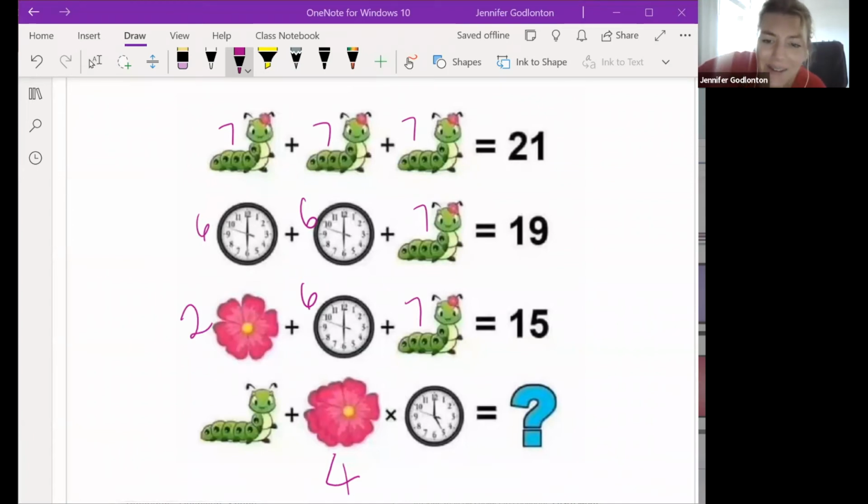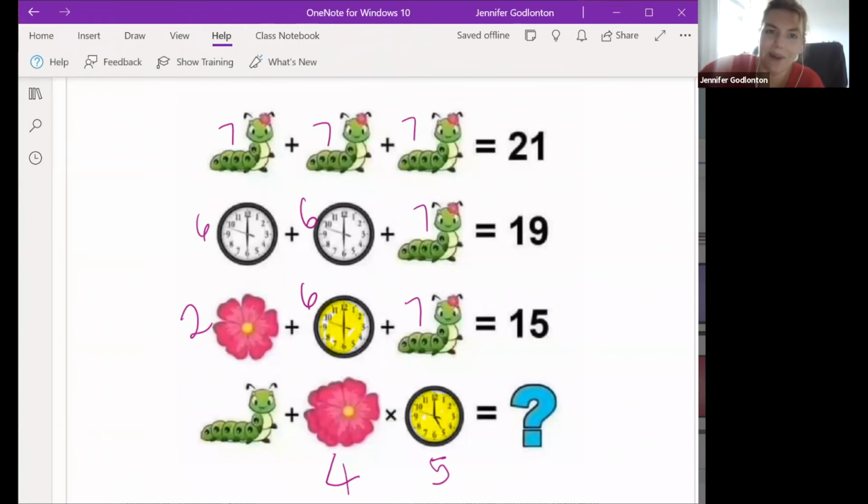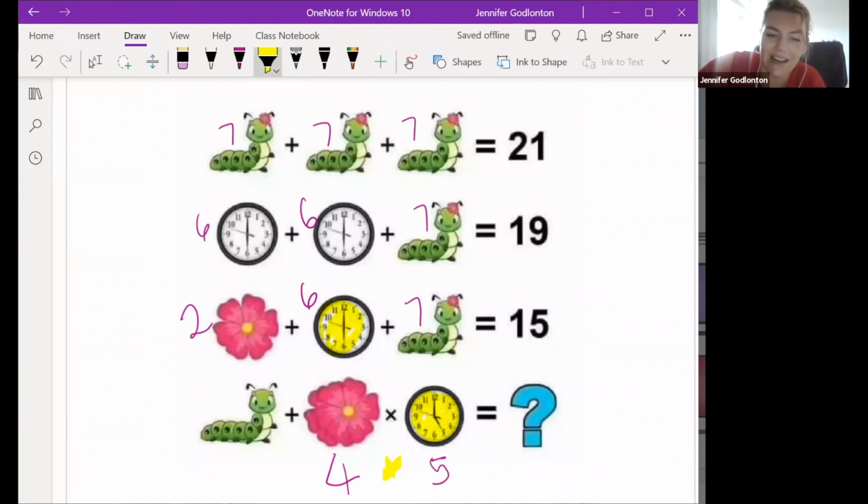Yes, Simpiwe, the clock is 5. The clock has changed time. The clock was 6 over here, and now the clock is 5. Okay, good. So far I'm happy with that. I'm happy with this 4 times 5 down here. Now I need to know what my caterpillar is. My caterpillar is not 7.